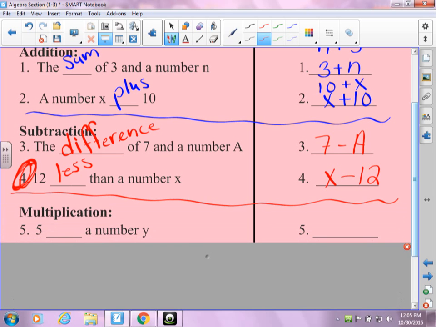Now let's go ahead and go to multiplication. 5 blank a number y. That would be times. Now when we write this, a lot of students want to do like 5 dot y or a 5xy, because it means multiplication. I advise you not to do that. When we do multiplication and we have a number and a letter, even 2 letters together, we don't need symbols. We can just write 5y. It's shorter, it's sweeter, and it's better.